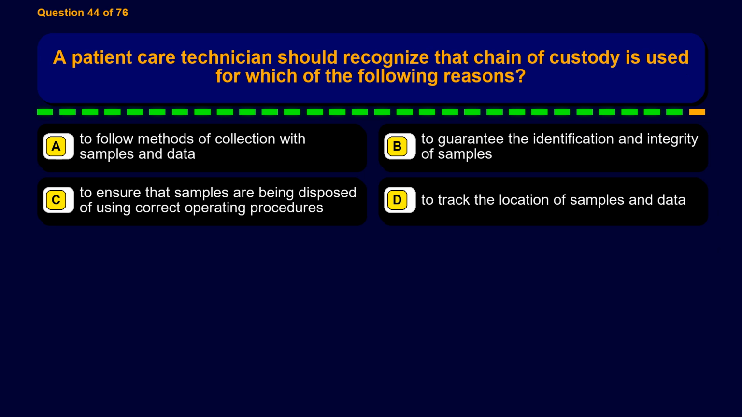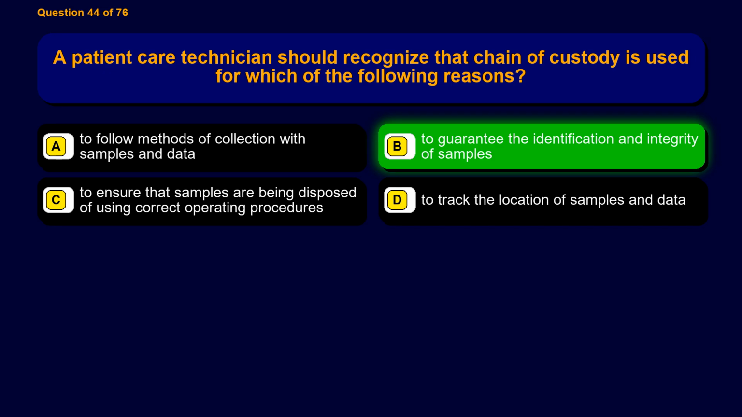Question 44. A patient care technician should recognize that chain of custody is used for which of the following reasons? Option A. To follow methods of collection with samples and data. Option B. To guarantee the identification and integrity of samples. Option C. To ensure that samples are being disposed of using correct operating procedures. Option D. To track the location of samples and data.